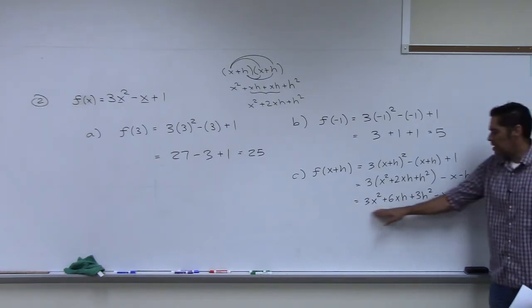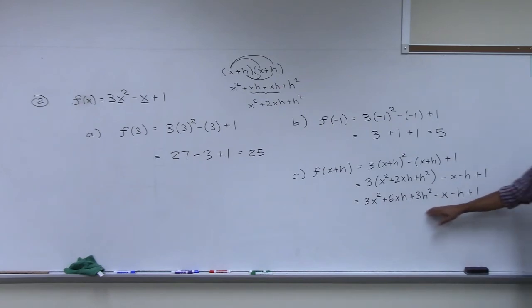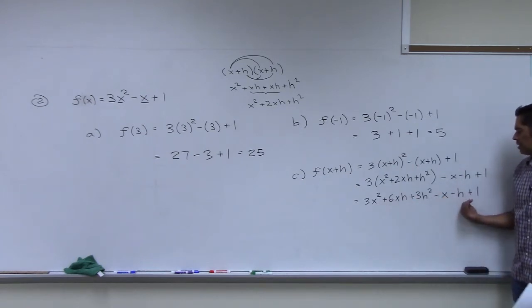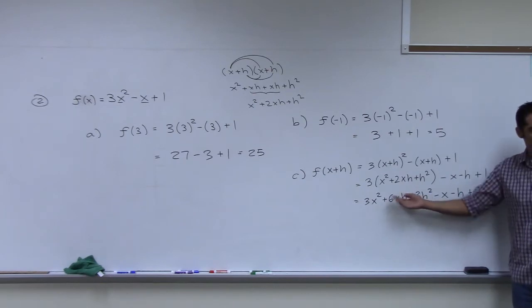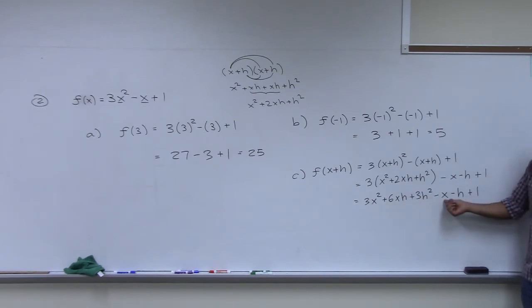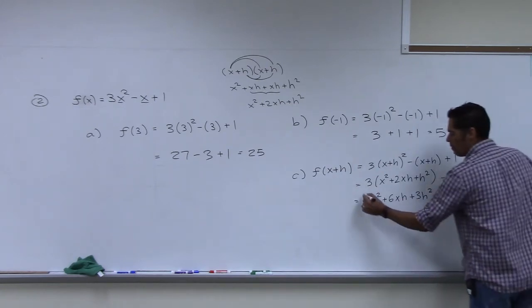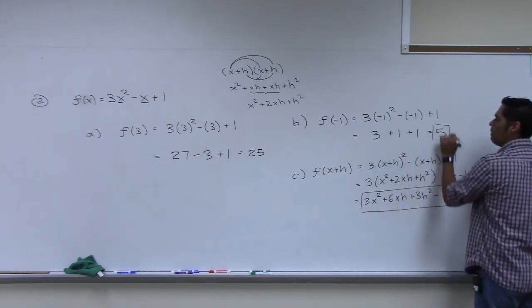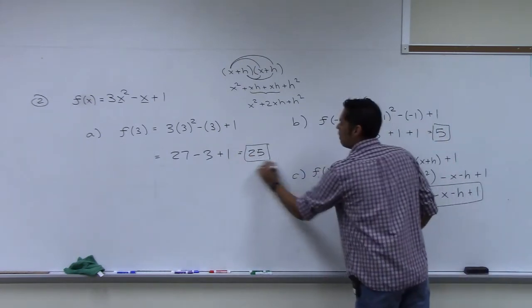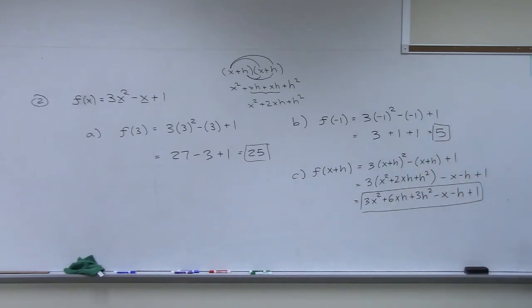Can we put any of this together? Can we combine any of these? No, none of these are like terms. X squared, we don't have any other x squareds. X times h, we don't have any other x times h. H squareds, we don't have any other h squareds. X's by themselves, nope. That's it, that's your answer. All right, that takes care of number 2.